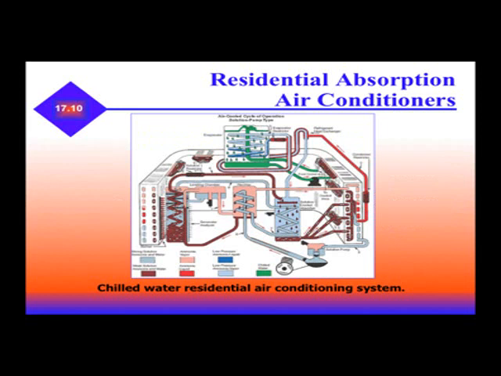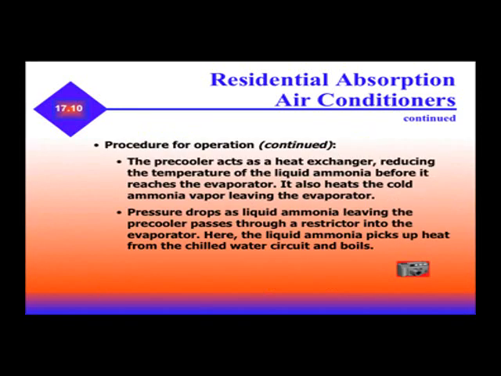What we have in this picture is a chilled water residential air conditioning system. Again, you'll notice that we still have all of the same parts. We have the leveling chamber, we have a rectifier, we have solutions, we have a chilled water system that absorbs the heat from the condenser and allows it to be cooled.